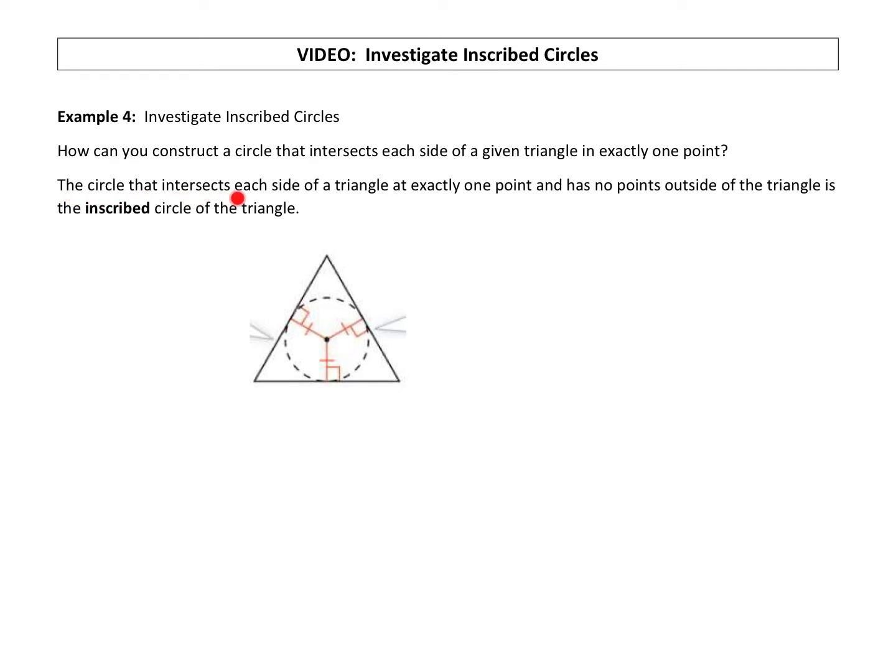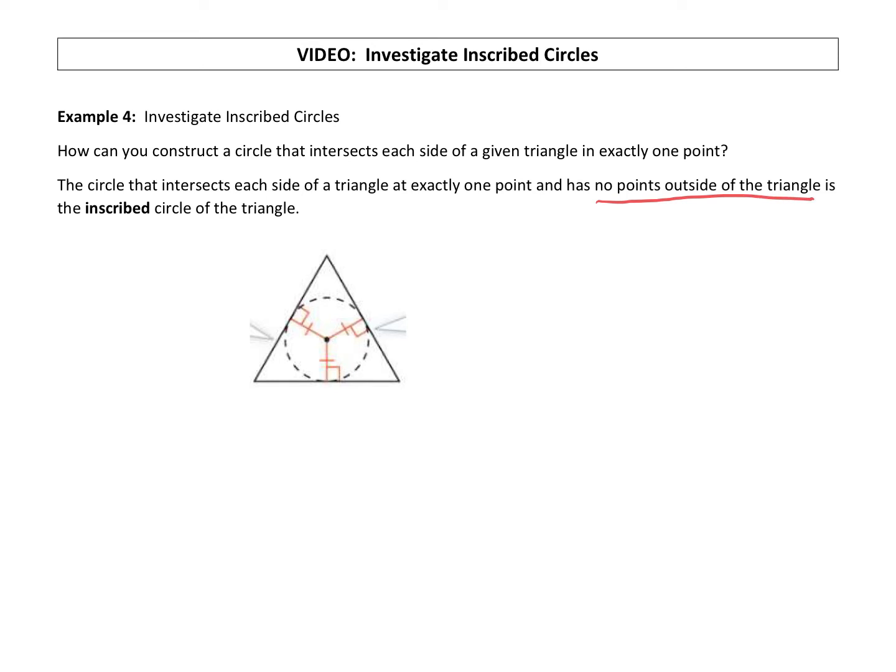So the circle that intersects each side of a triangle at exactly one point and has no points outside of the triangle is the inscribed circle of the triangle. So if you notice, the circle is inside of the triangle, so it is an inscribed circle. So that's a good way to remember that. There are no points outside of the circle. No points outside of the triangle.